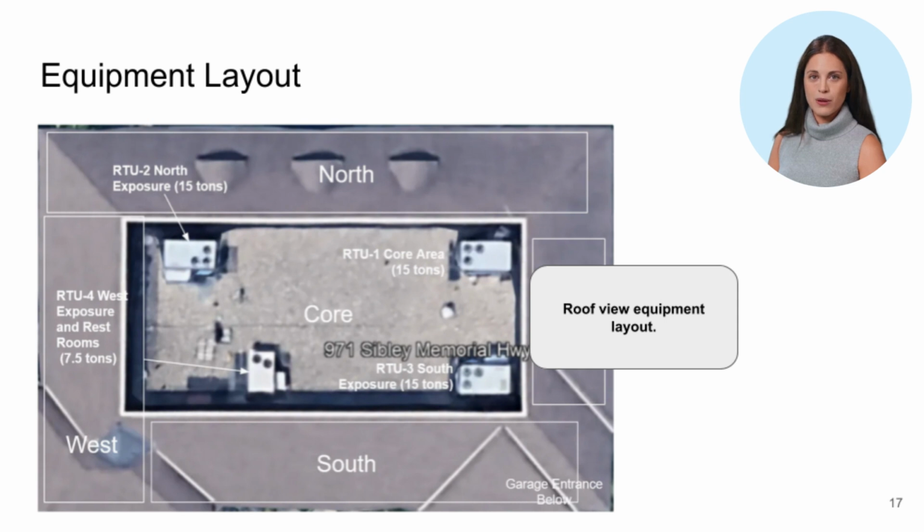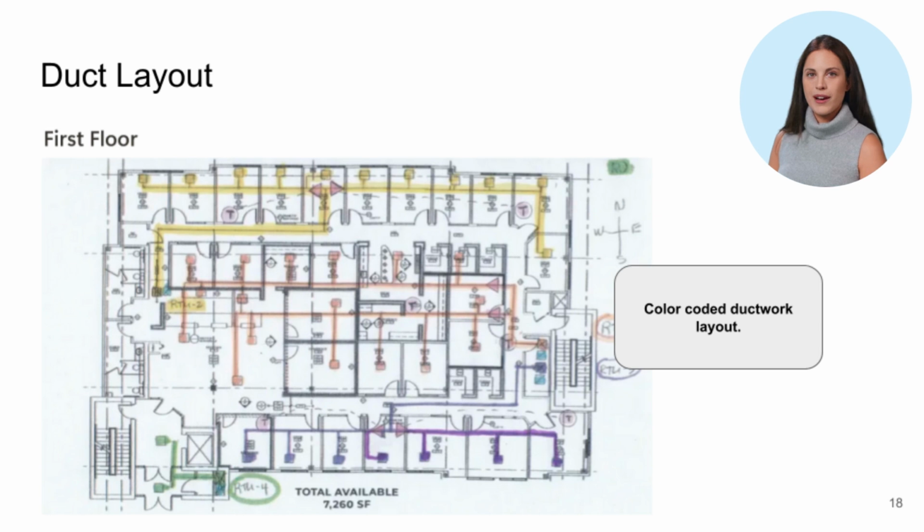Here is the rooftop equipment layout. It provides a complete overview of RTU placement, VFD locations, and other rooftop assets. Lastly, this slide shows a color-coded ductwork layout. It's a useful tool for tracking air distribution zones and isolating balancing issues.